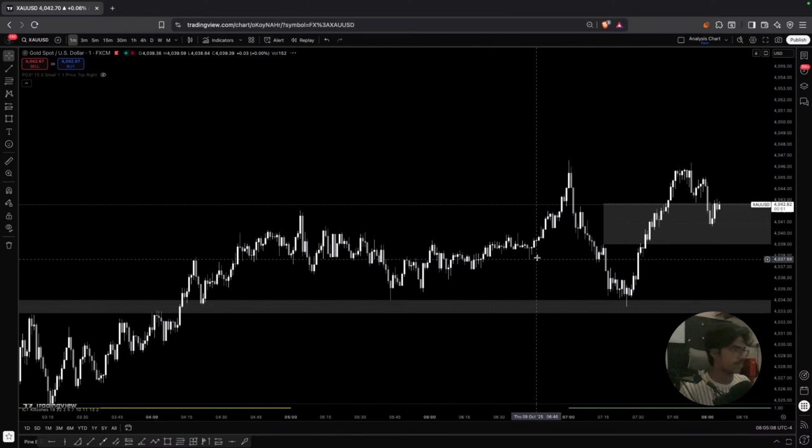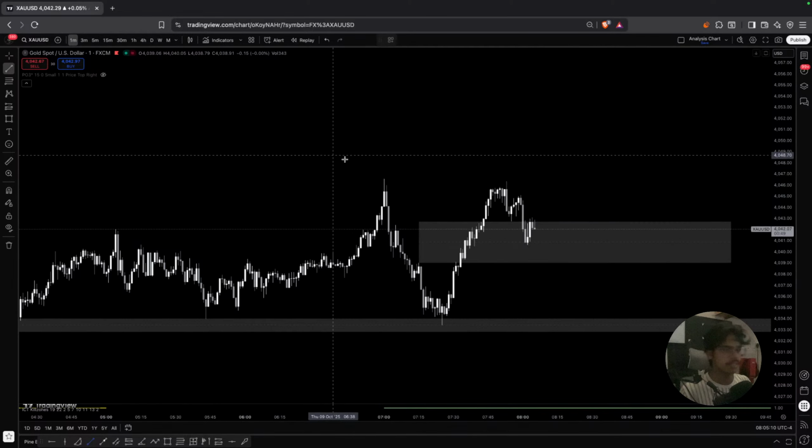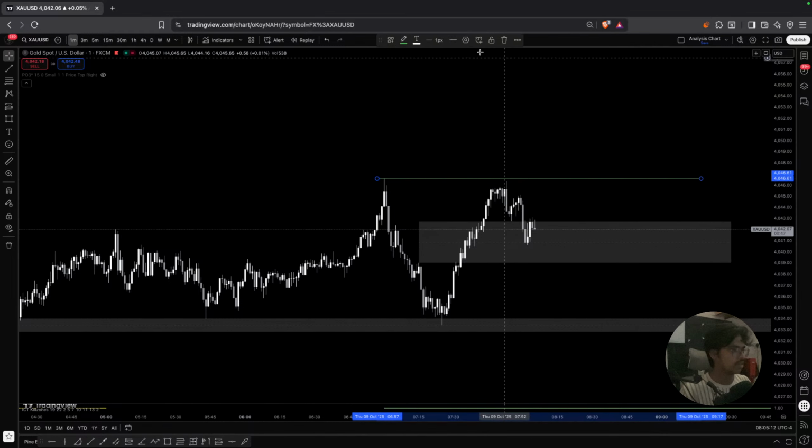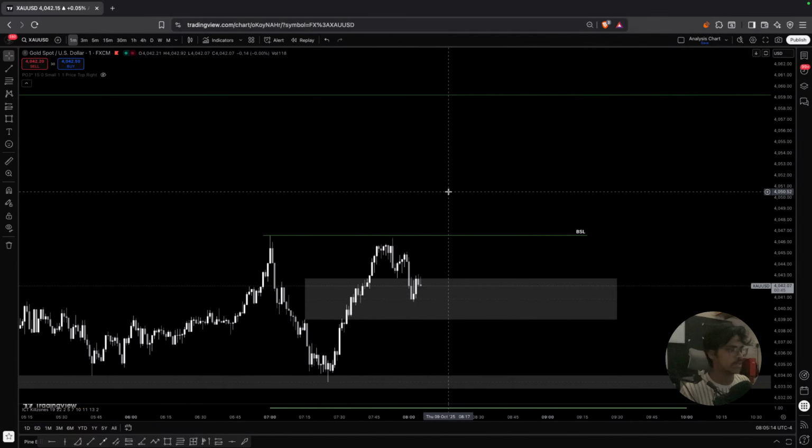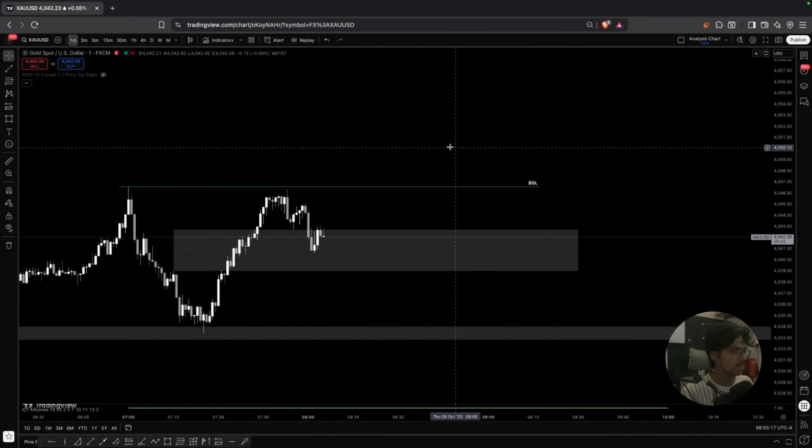Go on a 1 minute time frame. So there is a buy side liquidity resting. Now if a buy side liquidity is resting, let's mark it here. 5:35 already, time is 5:35.